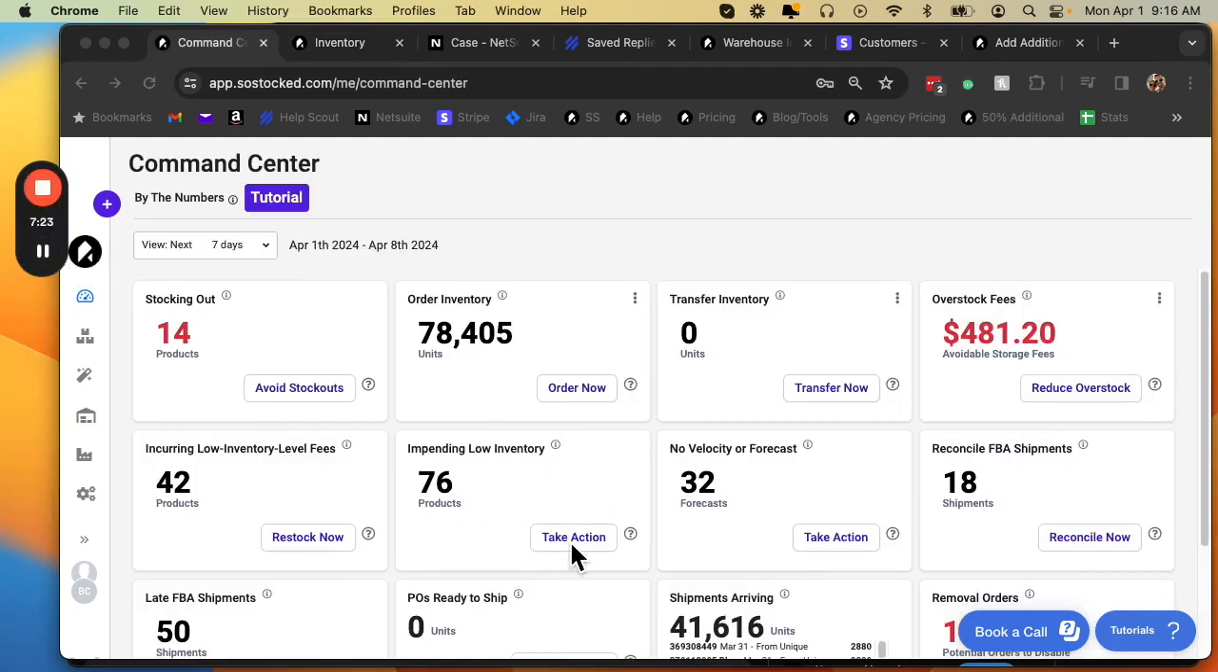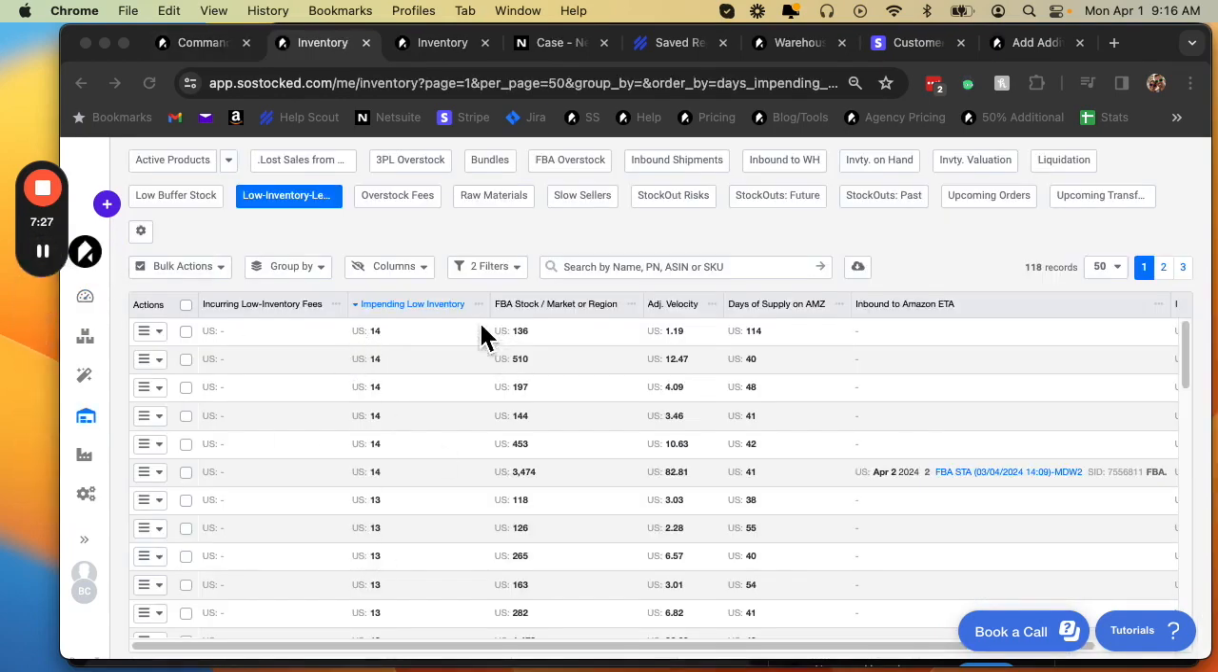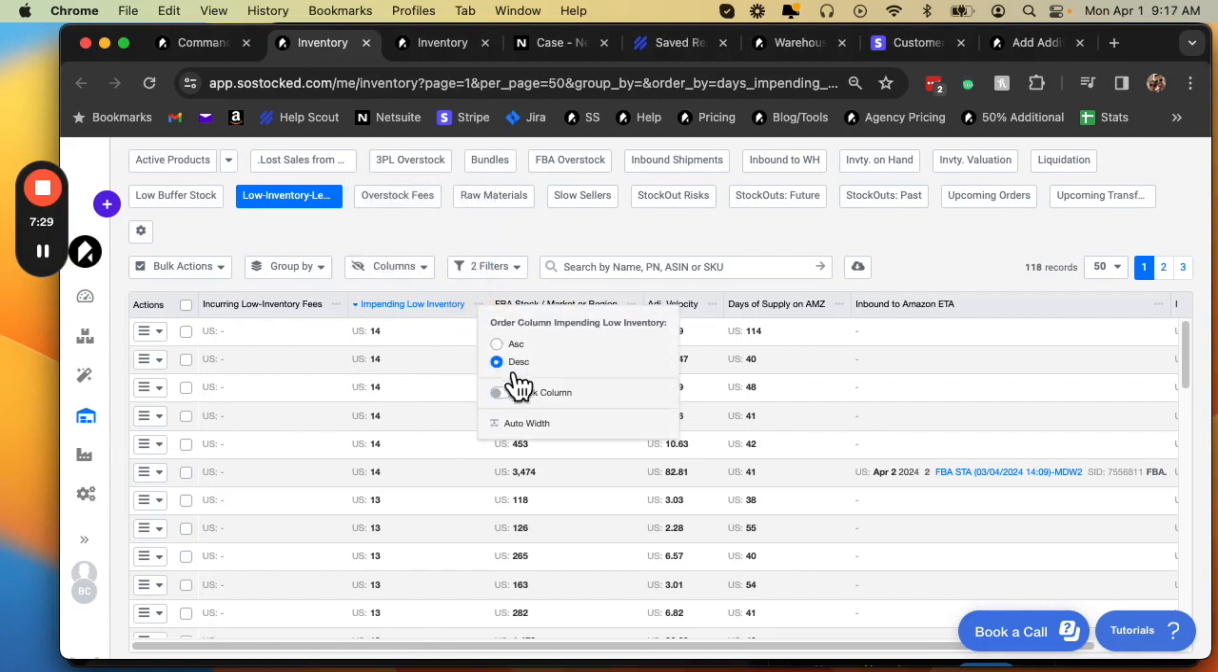It's really the same dashboard. We're just going to click this button here. And really the only difference is this is simply filtered properly so that we're looking at descending, impending low inventory fees instead of incurring, right? So it's filtered a little bit differently.